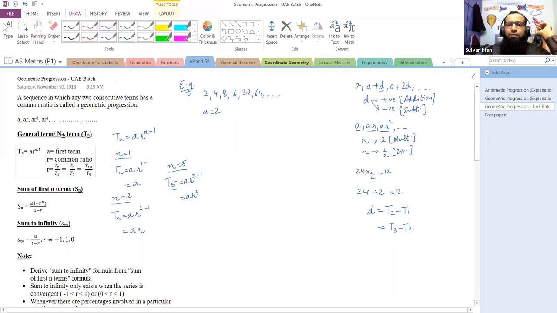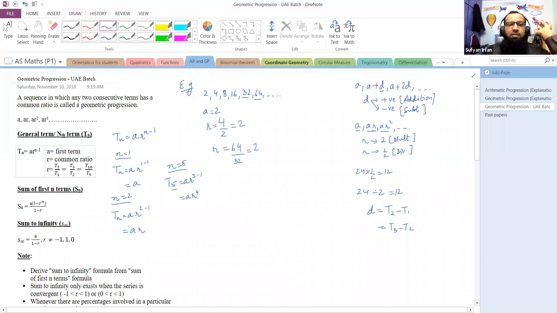So let's suppose we have so many terms in this example and we have to find the common ratio, what are we going to do? We are going to divide any two consecutive terms. If we divide the second term by the first term, the answer is 4 upon 2, which is 2. Or we can also divide the fifth and the sixth terms, then the answer would have been 64 upon 32. The common ratio would again be 2, right? So any two consecutive terms can be divided to give us R.